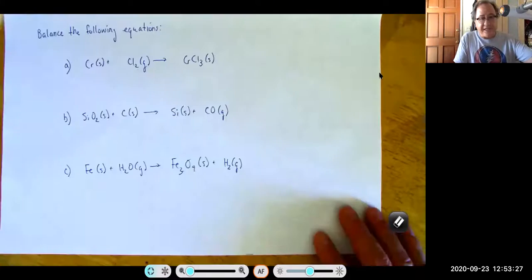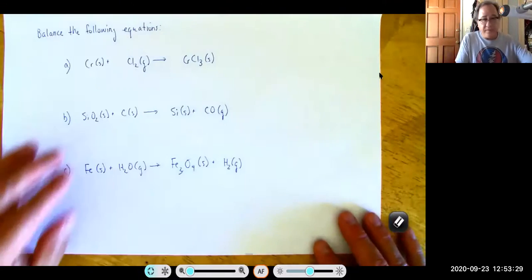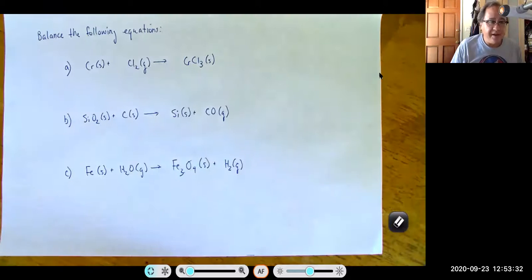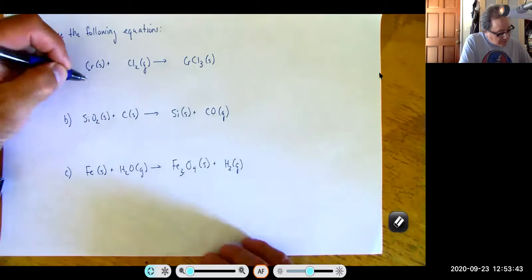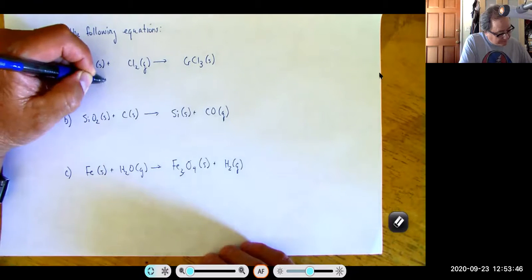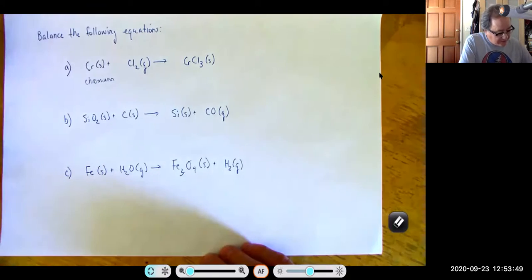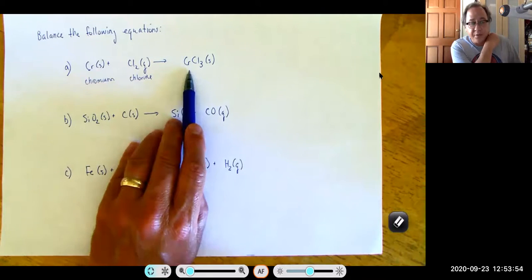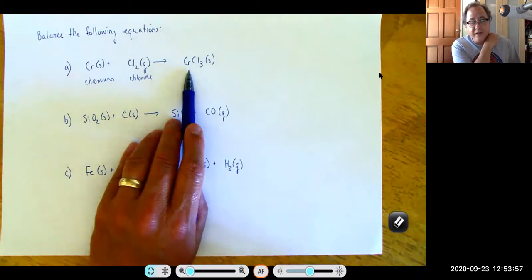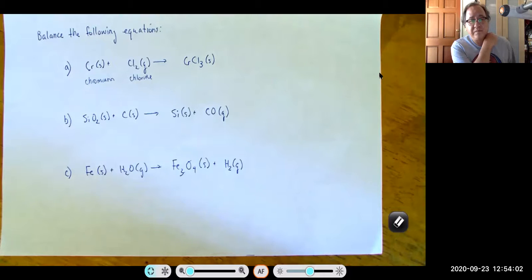Okay, this is the last thing that I have prepared for you. So we're going to balance this and go from there. But before we balance it, let's name these things. So what do you call this element here? Chromium. What do you call this element? Chlorine. If you think this is molecular, put yes. If you don't think it's molecular, put no. So the question is, is this molecular?